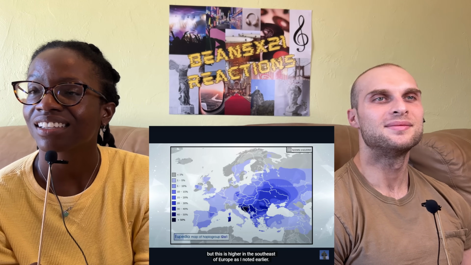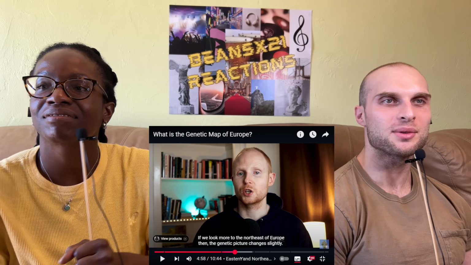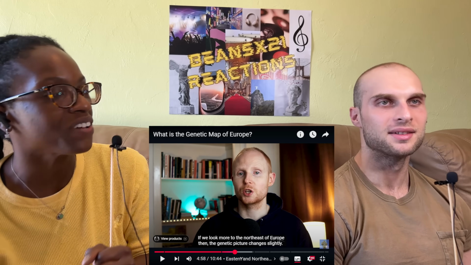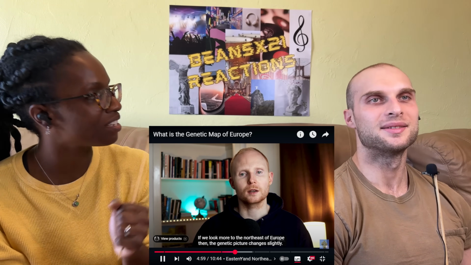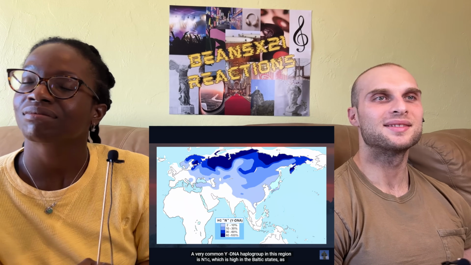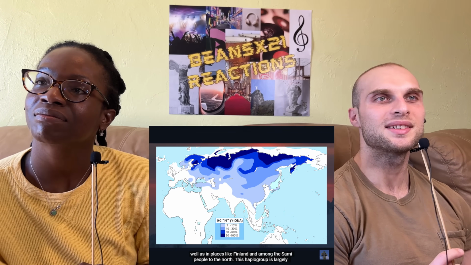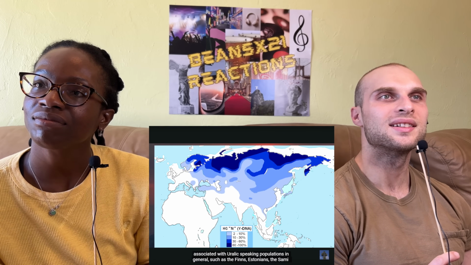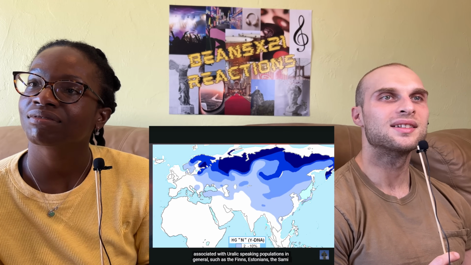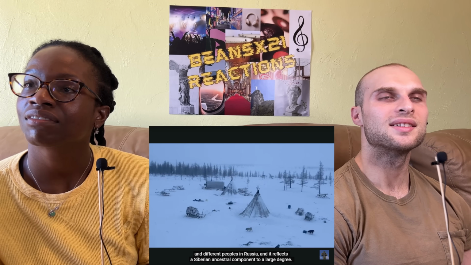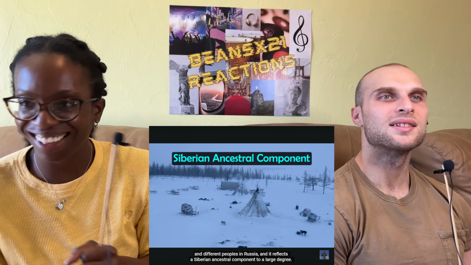If we look more to the northeast of Europe, though, the genetic mix changes slightly. In this region, a very common Y-DNA haplogroup is N1c, which is high in the Baltic states, as well as in places like Finland and amongst the Sami people to the north. This haplogroup is largely associated with Uralic-speaking populations in general, such as the Finns, the Estonians, the Sami, and different peoples of Russia, and it reflects a Siberian ancestral component to a large degree.